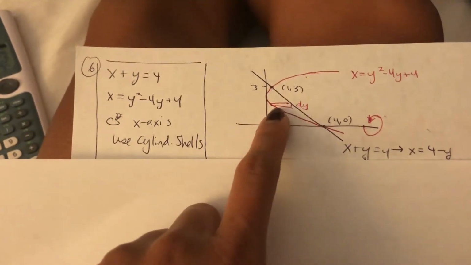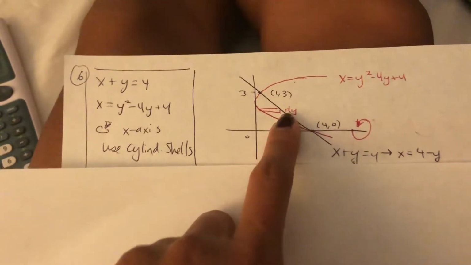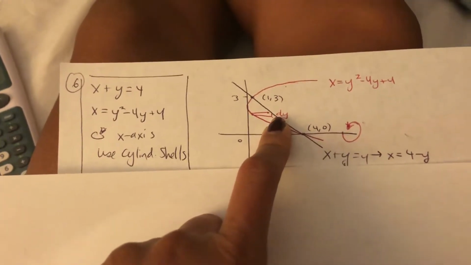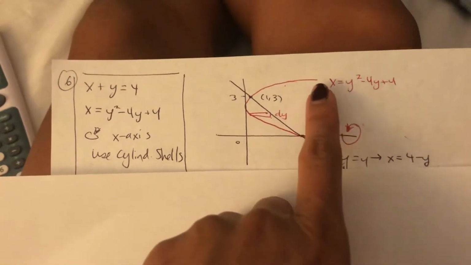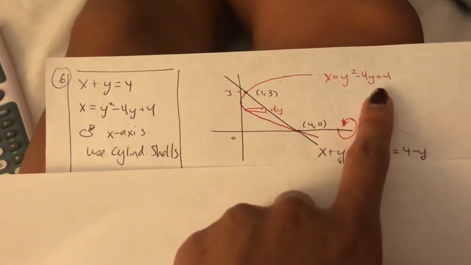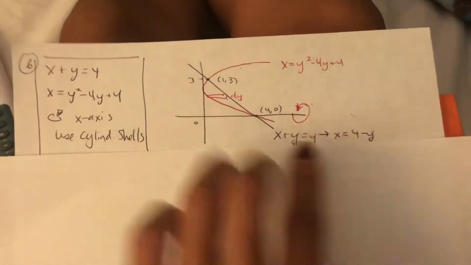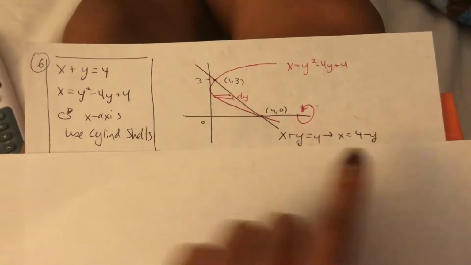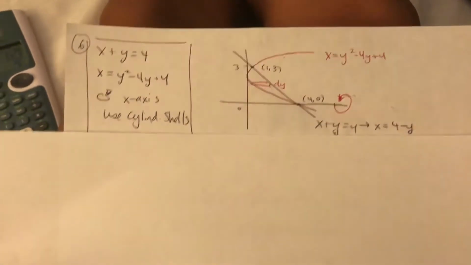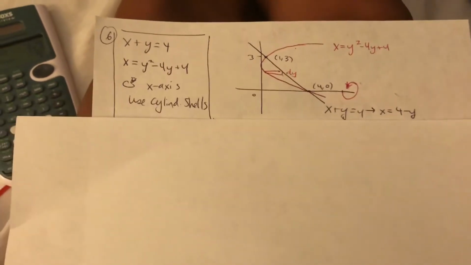Now looking at your rectangle, that means the width of the rectangle is dy, so everything has to be in terms of y. So notice this curve is already in terms of y, so we're all good. This line is not in terms of y, so we solve for y and we get x equals 4 minus y.